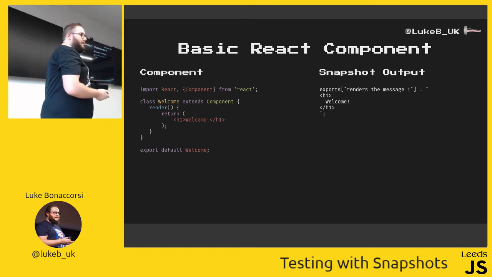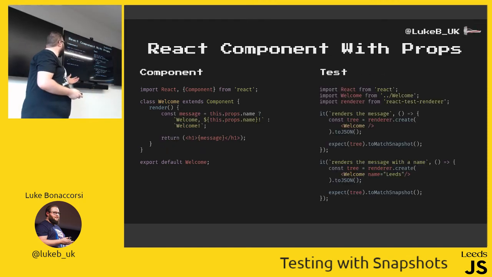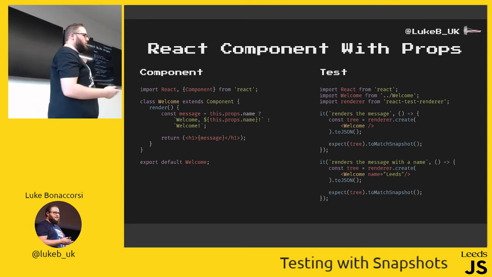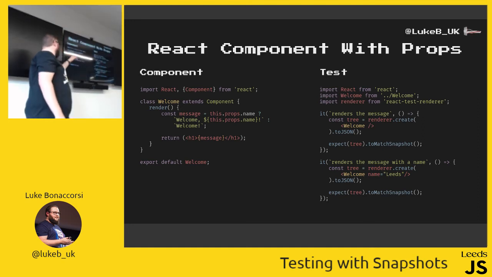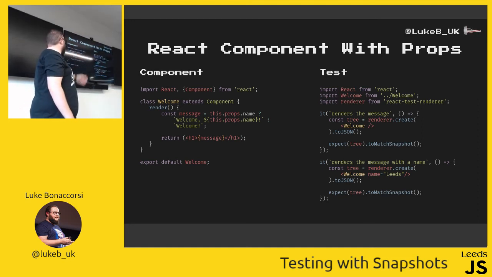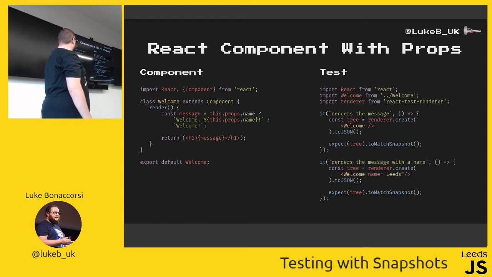So that's a fairly simple one. And then if you've got something where it passes props, it's fairly similar. You just have to do your variations whether or not it should take props. So in this one, it's the same component as before, but if it gets passed in the prop name, it'll output the name into the welcome.